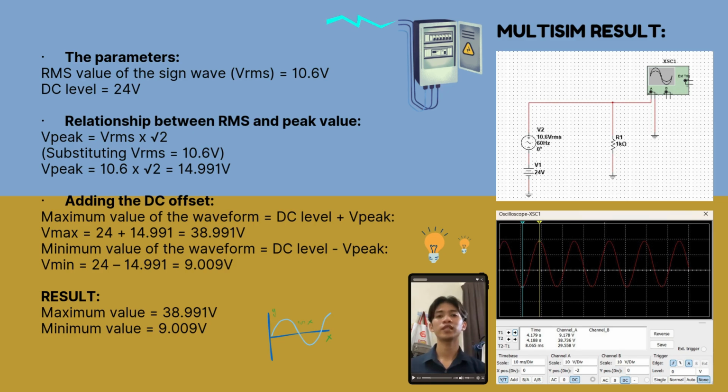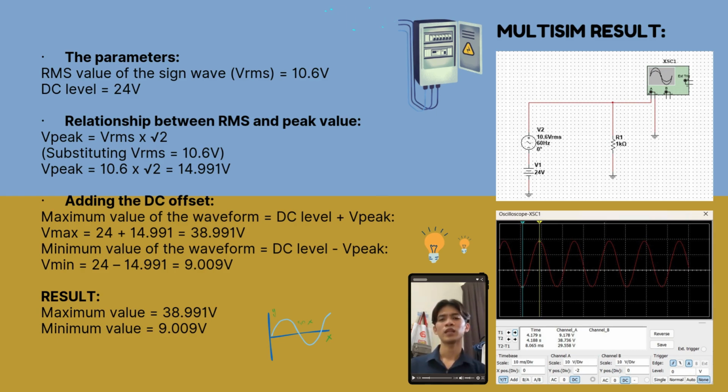To prove the theoretical reading, I entered the VRMS value and the DC level into the Multisim software, and concluded that the maximum value from the oscilloscope, which is 38.736 volt, closely matches the theoretical value of 38.991 volt, with a slight difference in reading due to measurement error or maybe signal noise.